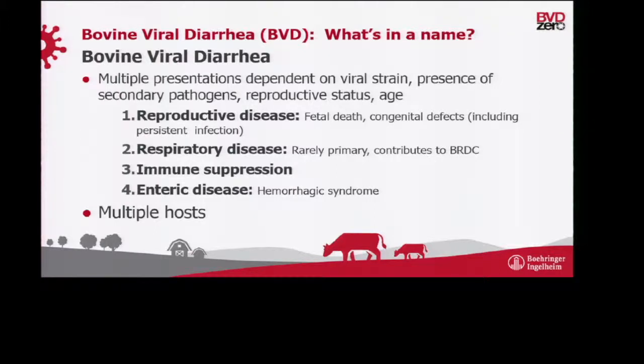Respiratory disease, it's rarely a primary cause of respiratory disease, but it is a strong contributor to bovine respiratory disease complex. Immune suppression, as Joe told us this morning, is really one of the most important things it does. And last but not least is enteric disease. So with the multiple hosts rather than bovine, we really could call this, use the initials for even-toed ungulate viral reproductive disease, respiratory disease, immune suppression, enteric disease, which gives us half the alphabet. So I guess we'll just stay with BVD. But remember, it isn't always bovine, it's always viral, but it isn't always diarrhea.